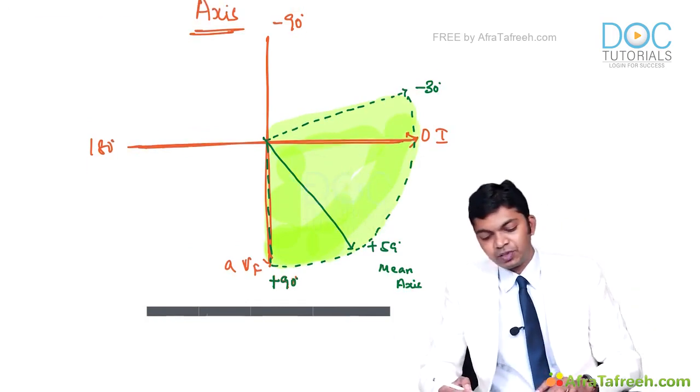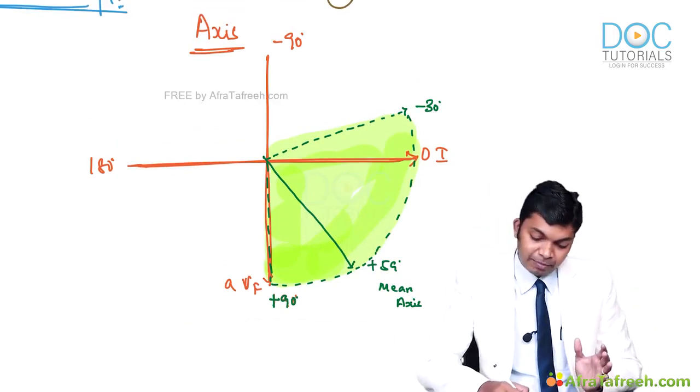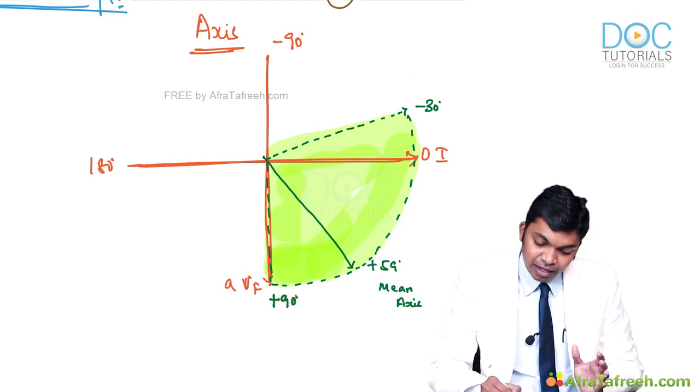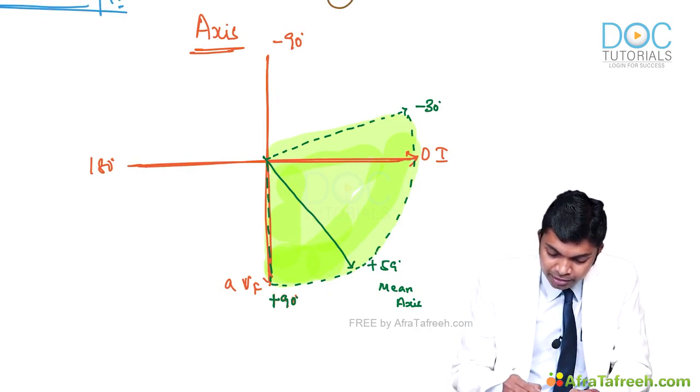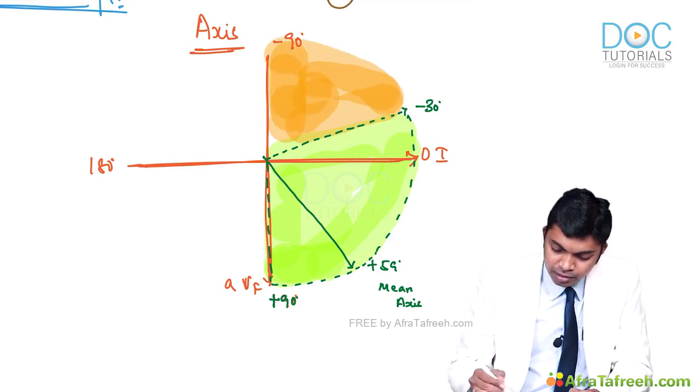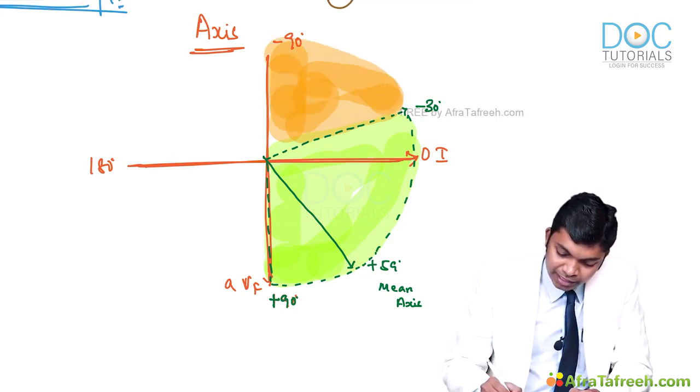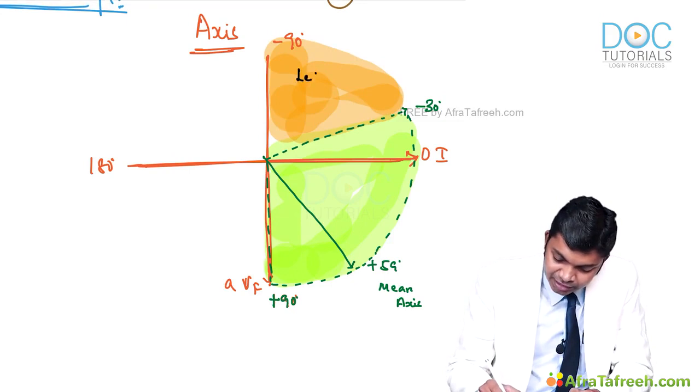It's been considered as normal axis. At the same time, if the axis falls from minus 30 degrees to minus 90 degrees, doctors, if the axis falls in this range, this sector, we call the axis left axis deviation.